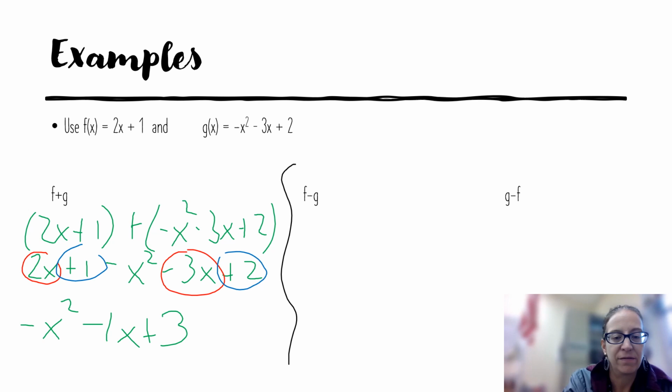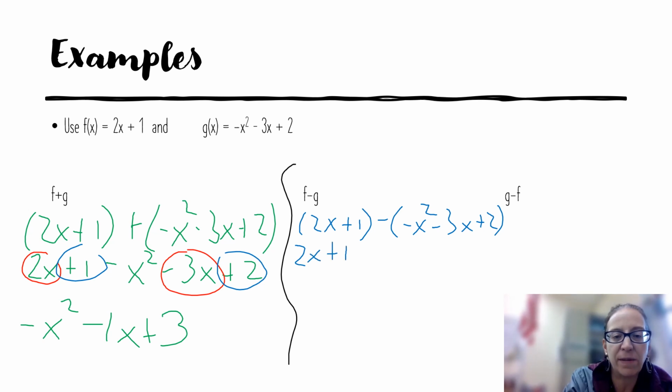To subtract, we're going to do F minus G. So we have 2x plus 1 minus negative x squared minus 3x plus 2. Okay, and then we'll go ahead and remove those parentheses. They are not cosmetic here. So minus a negative right in there is going to turn this into a plus x squared. And then we have another minus a negative, which is going to make this plus 3x. And then we'll have the minus 2.